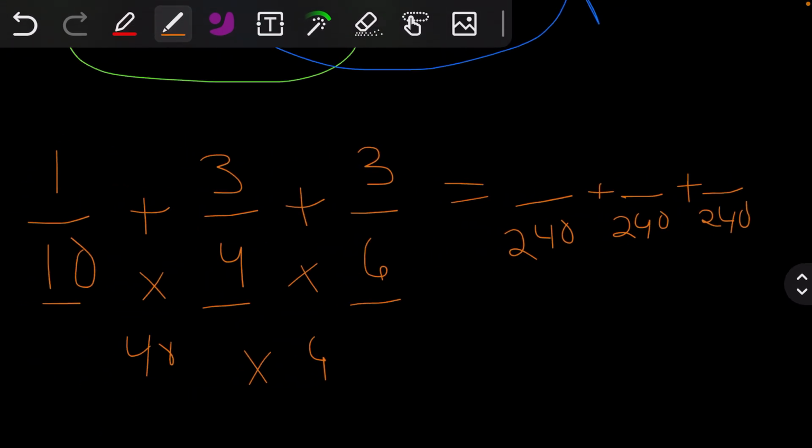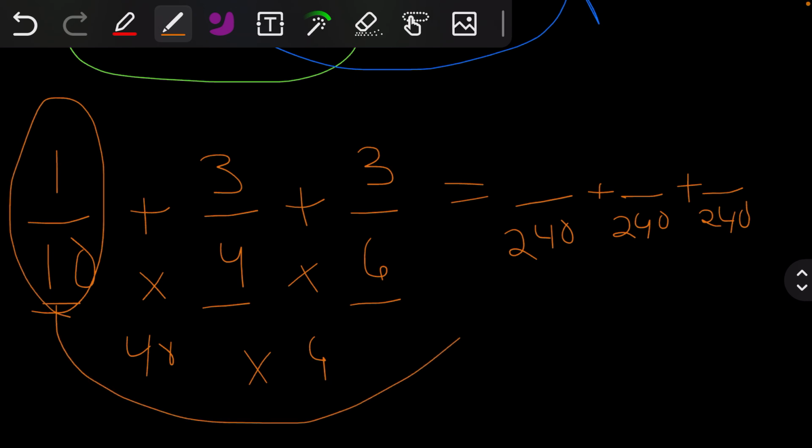Now, for this first fraction, again, we circle this, and we started with 10 as our denominator, and we wound up with 240 as our denominator. So we scaled this denominator up by 24. 10 times 24 is 240. So we have to do the same thing for this numerator of 1. We have to scale that up by 24. And that will give us 24, of course.